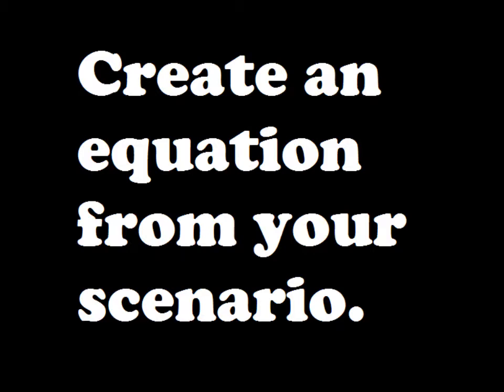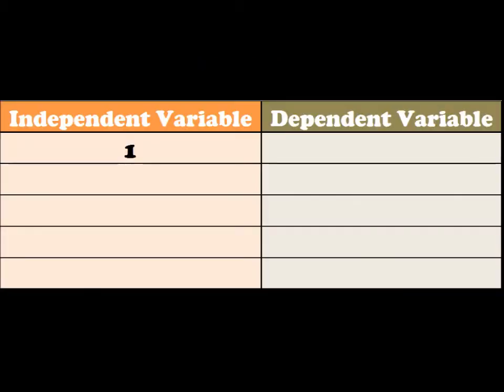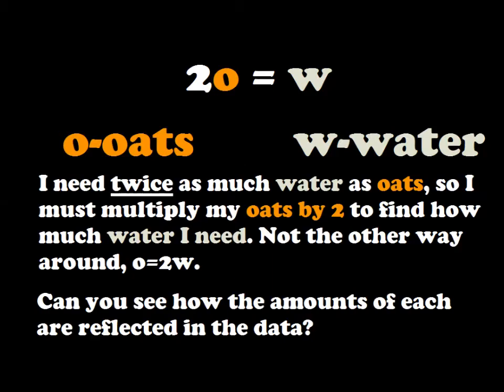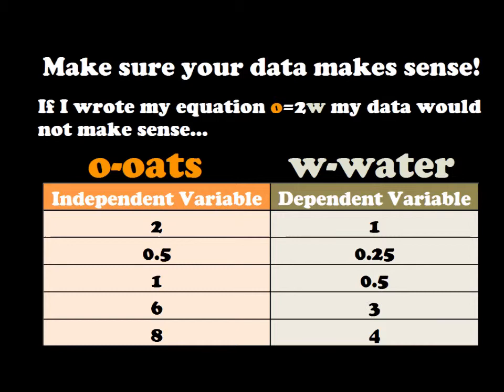Next, plug in 5 different numbers in for your independent variable and record your data. So if you plug in a 1 for your independent variable, after going through your scenario, what do you get for your dependent variable? Looking back at my example, if I have 1 cup of oatmeal, then I need 2 cups of water. Think about why you plug in numbers in the independent variable and double check your data to make sure it makes sense.